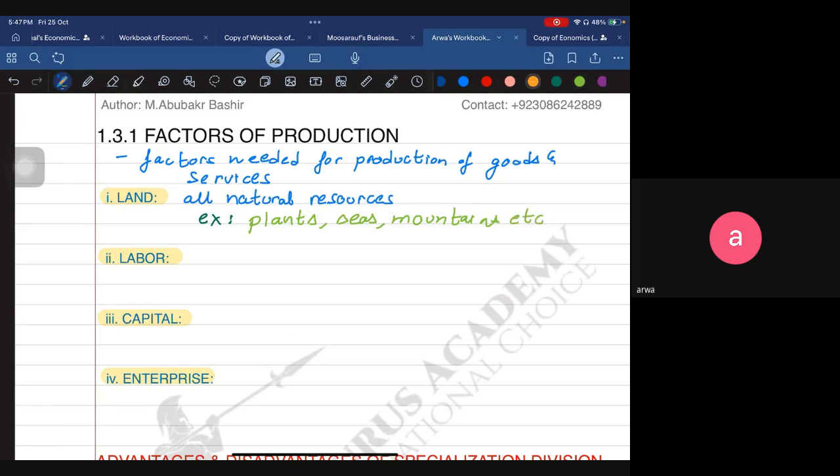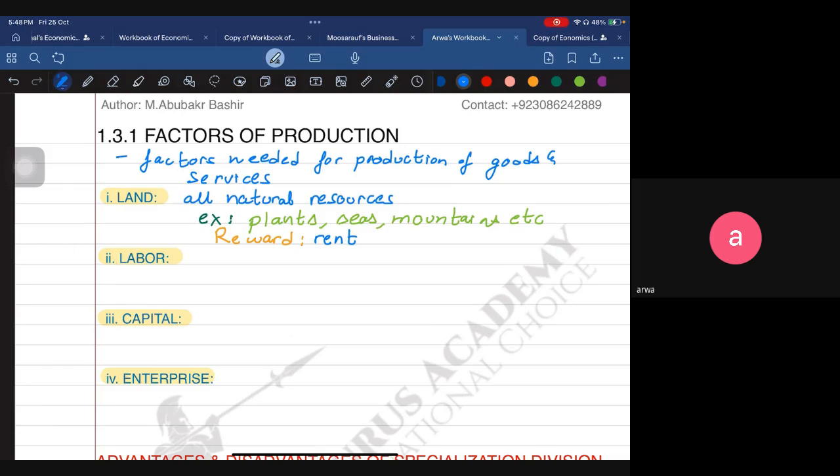So all of these can be considered as part of the land. What is the reward for providing land? Sir, if you own a land and there's someone who wants to use the land, they will have to pay rent to you. Perfect. Now, labor. Labor is the human capital that is needed for the production of a business, and for the labor, their reward would be wages and salaries.